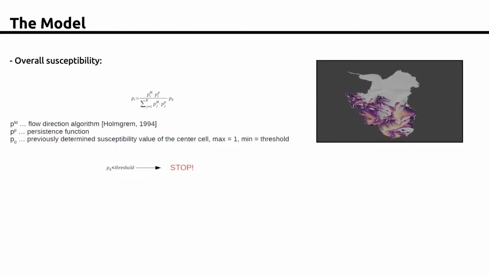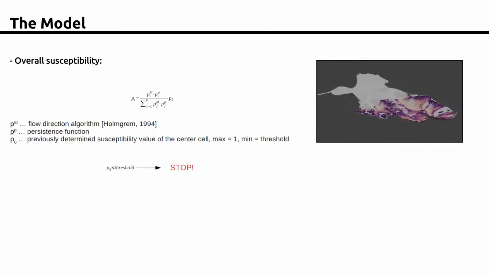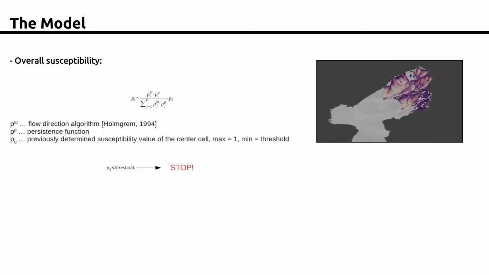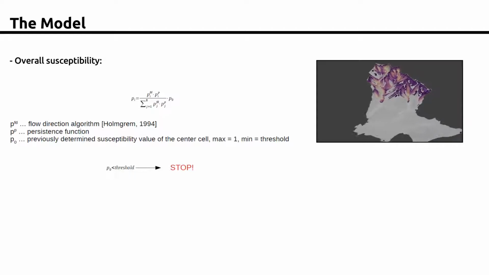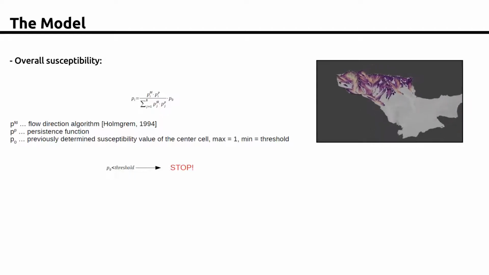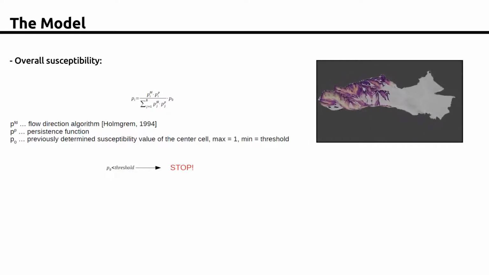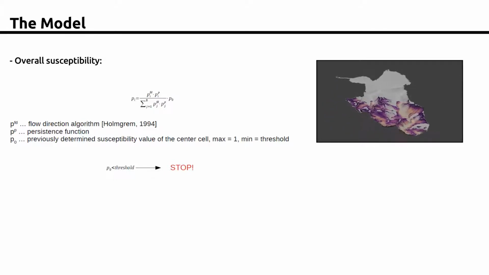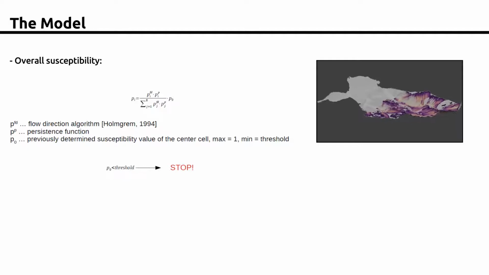In the last step, we multiply the calculated values for flow direction and persistence and normalize them. By multiplying it with the previously determined susceptibility of the center cell, we get the susceptibilities for the neighbor cells. If the result is lower than a threshold value, there will be no spreading in this direction.